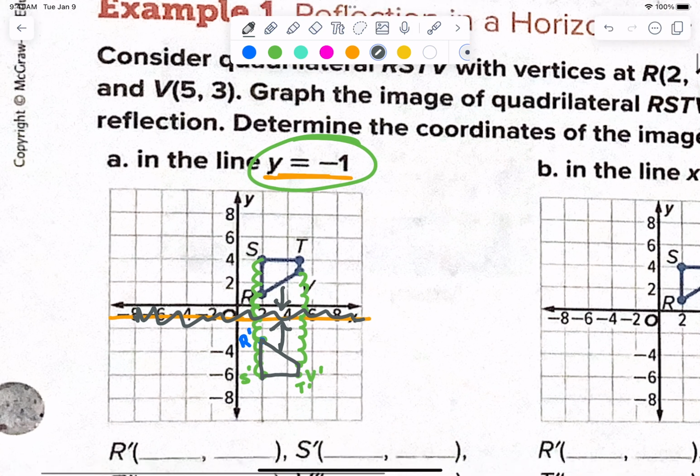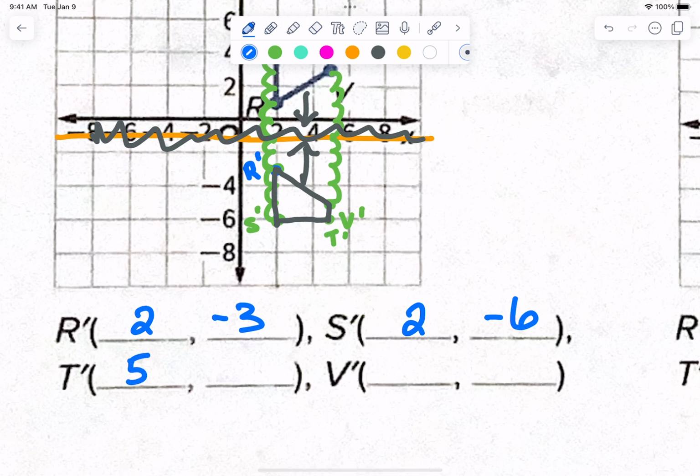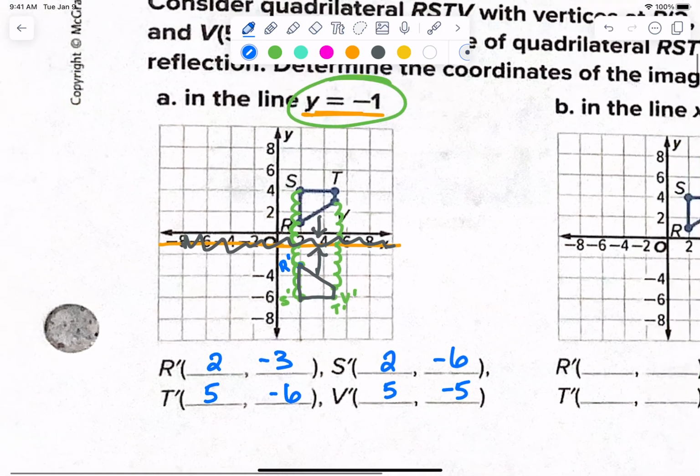Got it? So let's write out our coordinates. What are R prime's coordinates? 2, negative 3. S prime is at 2, negative 6. T is 5, negative 6. And V is at 5, negative 5. Perfect. There are my new coordinates.